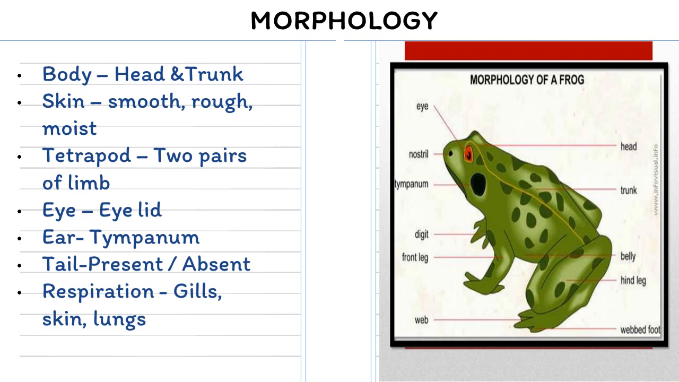And respiration is going on with the help of gills as well as skin as well as lungs, because it is living in water as well as on land. So it uses the gills, skin and lungs for respiration, right?